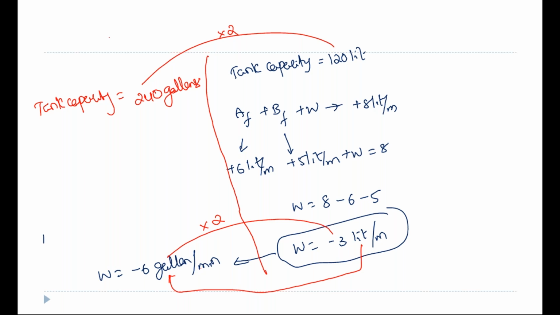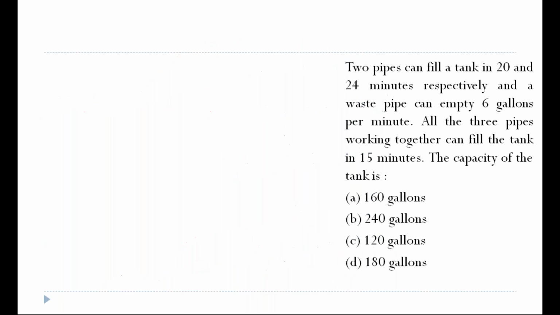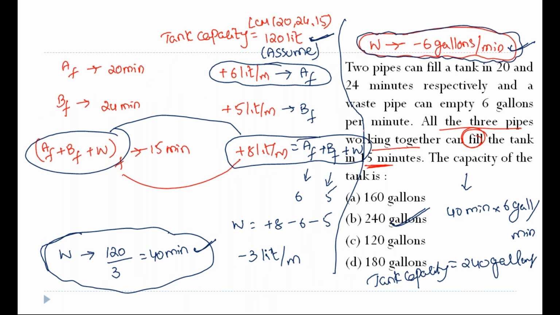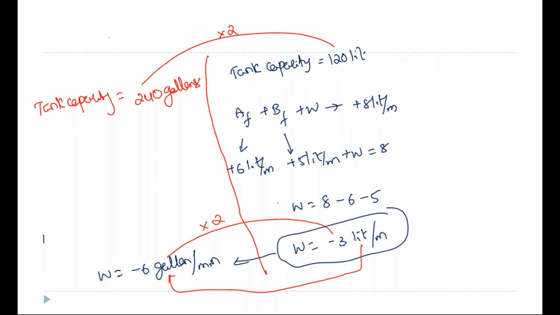In the question they gave the waste pipe. You just see the question. In the third line they gave the waste pipe can empty 6 gallons per minute. You see this question, third line ending, 6 gallons per minute. Because of empty we should use minus. But 3 and 6, how it is related, is into 2.